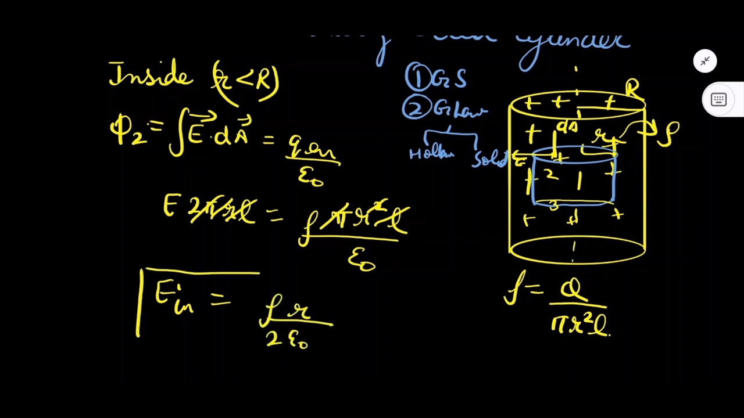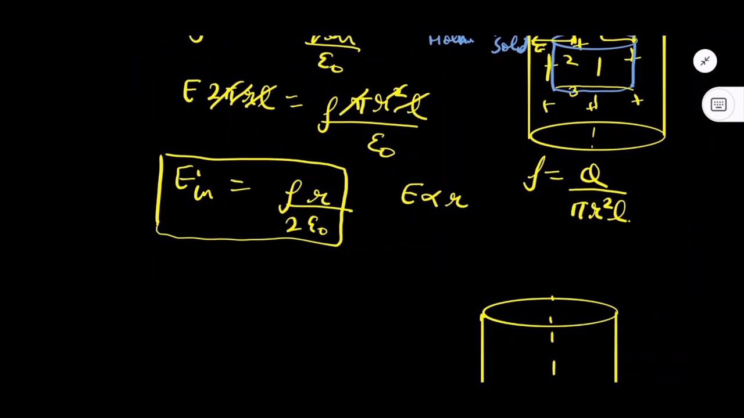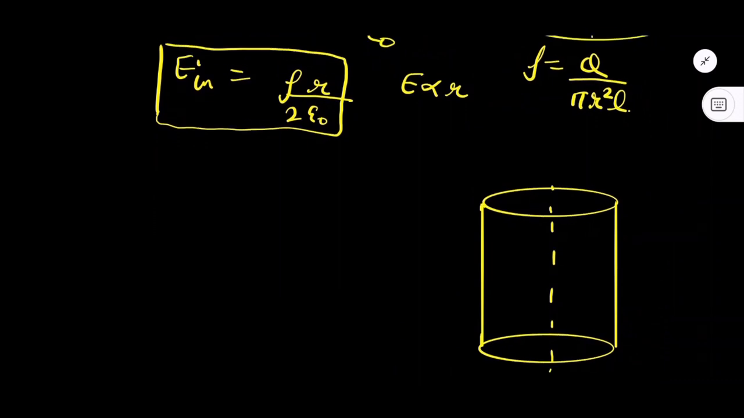Okay, this expression is similar to the solid non-conducting sphere, where it was rho r upon 3 epsilon naught, right? So in this case it is almost similar. Again we can conclude from this that for inside, the electric field is directly proportional to small r. Now let's solve for the outside of the cylinder.